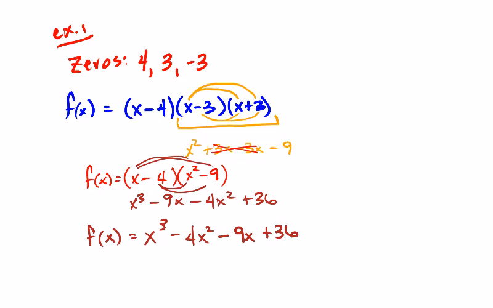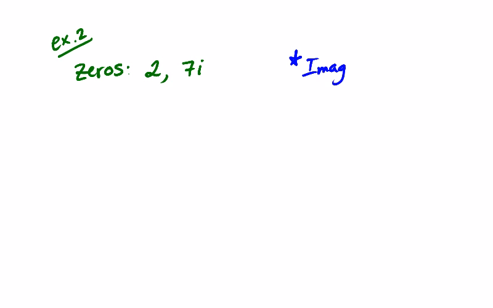Let's try one where there are some imaginary zeros. So in this example, let's say that the zeros are 2 and the other 0 is 7i. One of the things is that imaginary zeros can't come by themselves. So if I say that 7i is a 0, then you need to know that imaginary zeros always come in pairs.